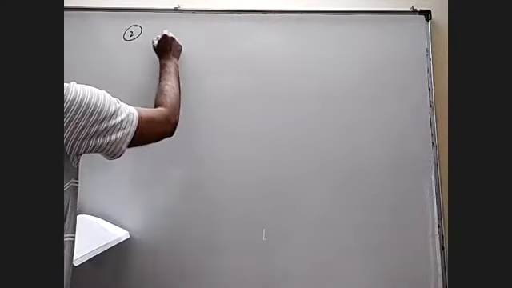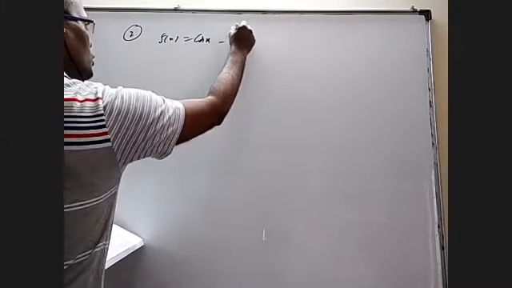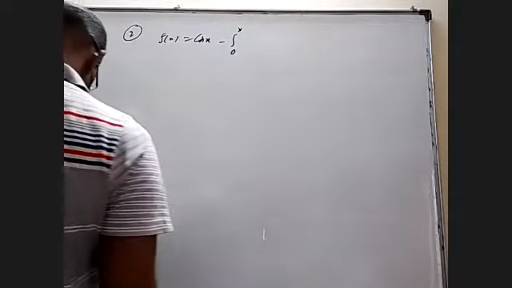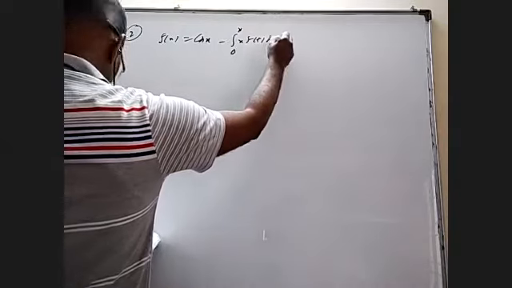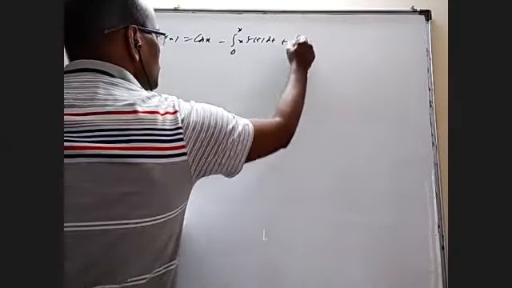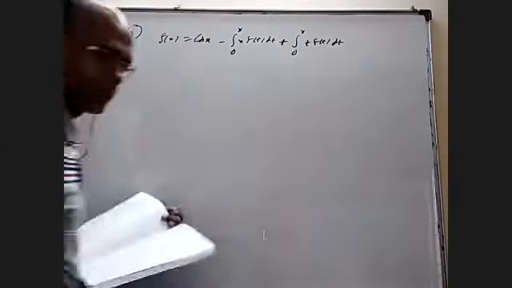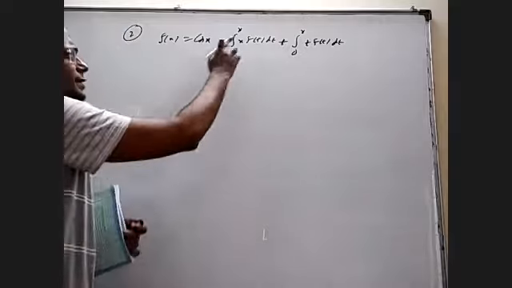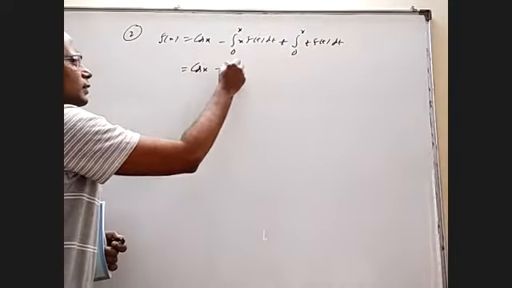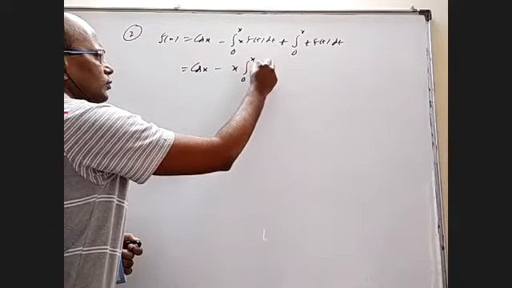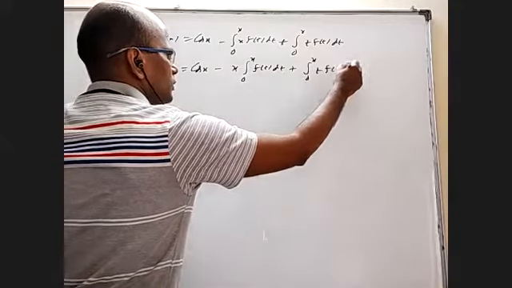So that is f of x is equal to cos x minus the integral from 0 to x of f of t dt, plus the integral from 0 to x of t f of t dt. This x is a constant, so I can take it out also. Cos x minus x times the integral from 0 to x of f of t dt, plus the integral from 0 to x of t f of t dt.